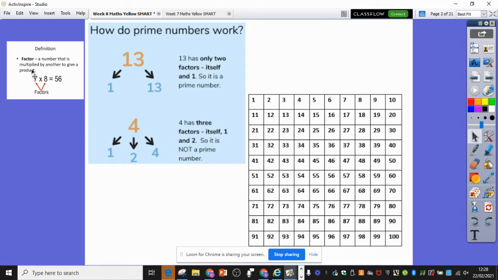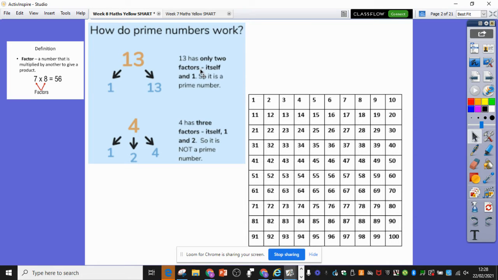Now remember, if you can't quite remember what a factor is, it is a number that is multiplied by another to give a product. So here we have the product 56, and 56 is also a multiple of 7 and 8 because those two numbers multiplied together give you 56. So 7 and 8 are both factors of 56.